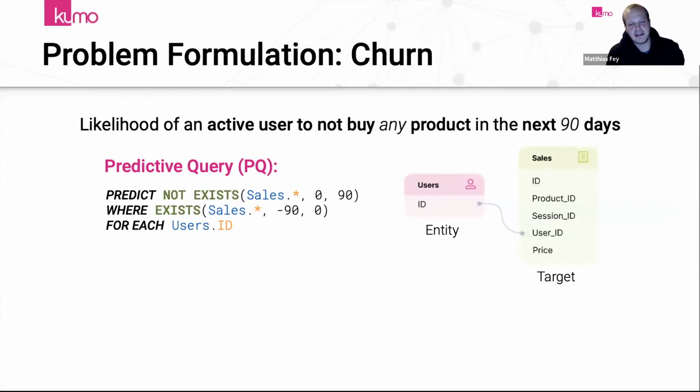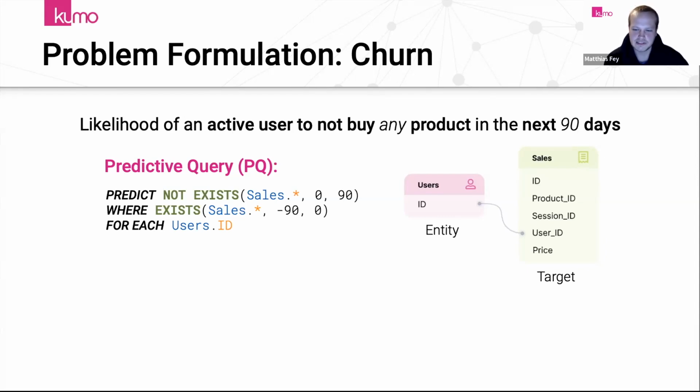After you create your graph, you now deal with the problem of how to formulate the underlying task you want to tackle. And as said before, today I want to take a closer look at churn, which could be defined as the likelihood of an active user to not buy any product in a certain amount of time. And here we set that to the next 90 days. And we actually developed a simple and declarative language to express this task quite easily. And this language is called predictive query. So it actually tries to query the future.